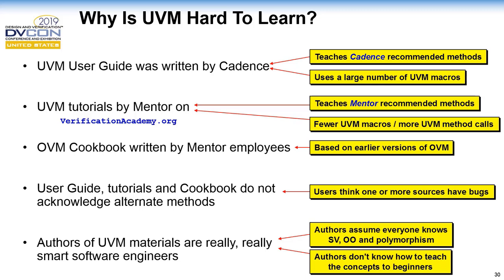OVM started to take off. It started to win the verification battles, and so Synopsys comes along a little bit later and says, okay, well, we'd like to join the party. We'd like to be part of this. We will donate the register package. We'll donate command line processing into this if you'll let us be part of the party as well. But we don't want to admit defeat, so let's give it a new name. Let's call it UVM for the Universal Verification Methodology.